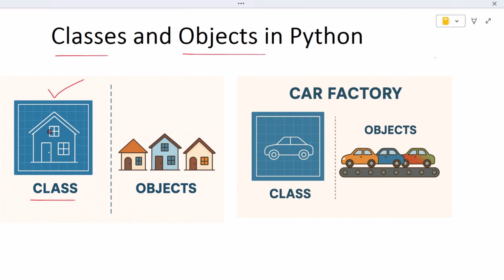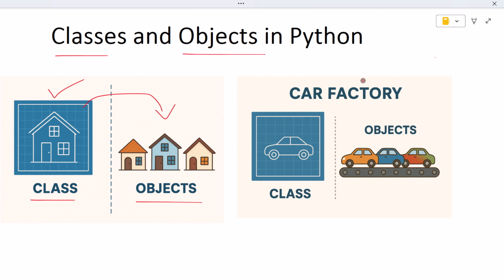Now suppose we take that same plan and actually build 3 different houses. One is painted blue, another is yellow, a third has solar panels. Each of these is a real house based on the same plan. And that's what we call an object in Python. So here is the big idea. A class is a blueprint. An object is the real thing built from that blueprint. This same concept works everywhere.